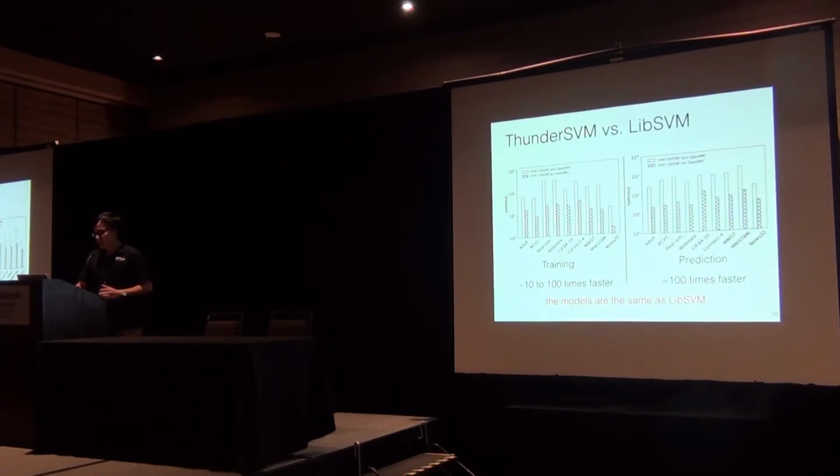Okay, this slide shows some key results of our ThunderML project in comparison with the existing tool. In terms of training, our library is about 10 to 100 times faster. In terms of prediction, we can achieve a 100 times speedup. The model produced by our system is identical to that of the existing one.